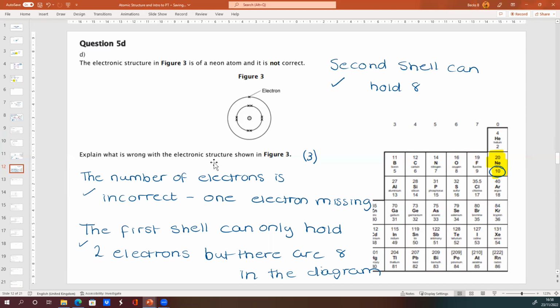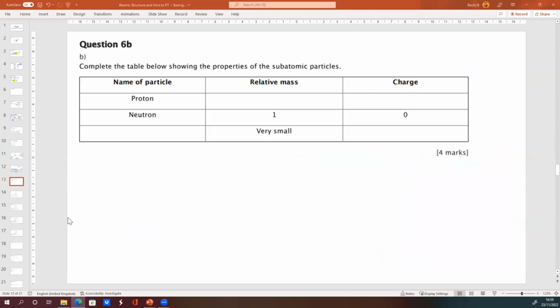Let me just quickly, I've just taken chat away. Good. Okay, next question. Really nice and straightforward, this one. Make sure you know these mass and charges because there are 4 marks for completing this very simple table.